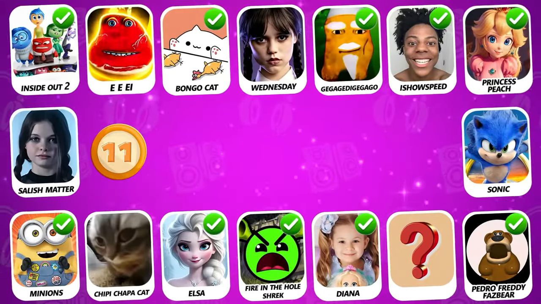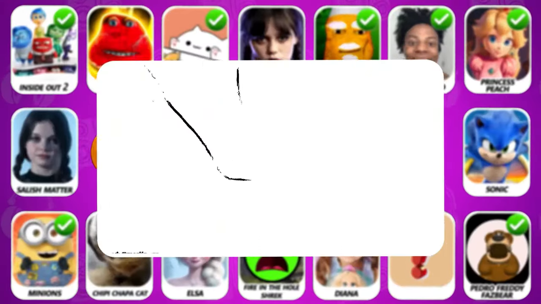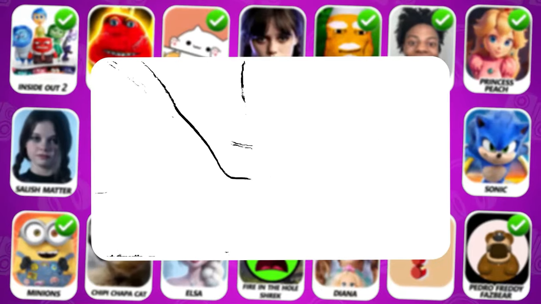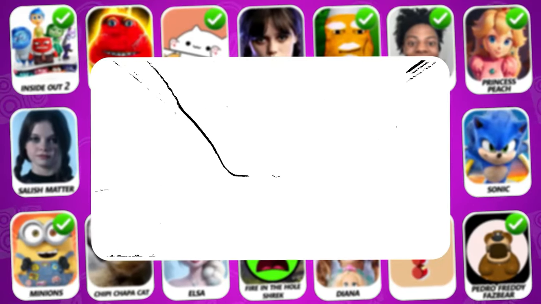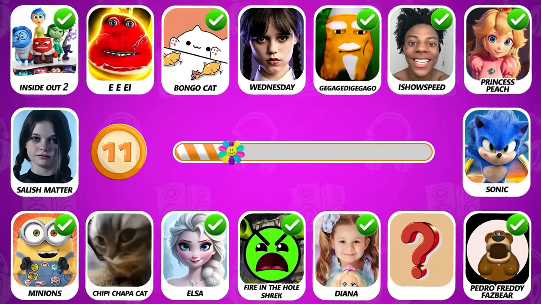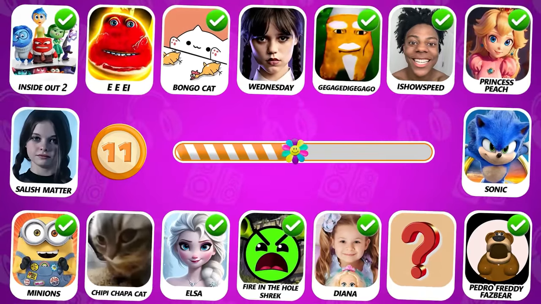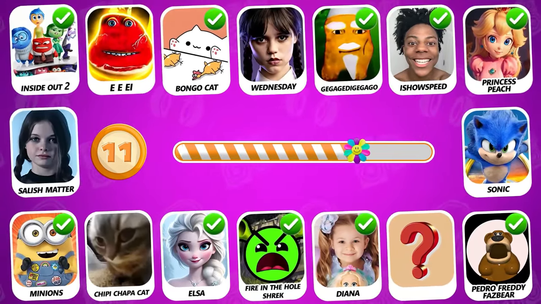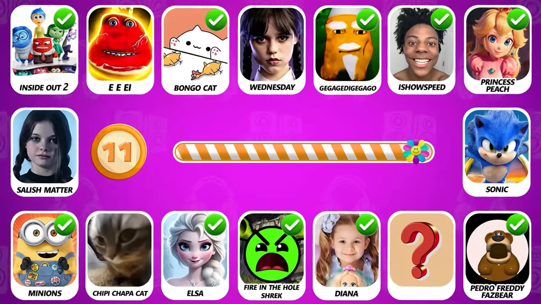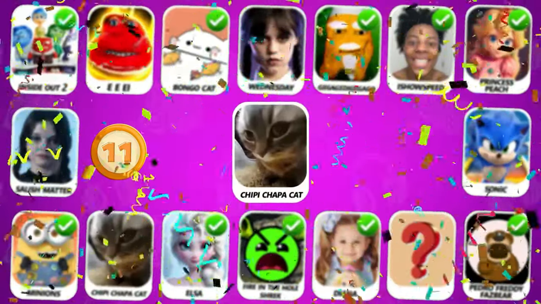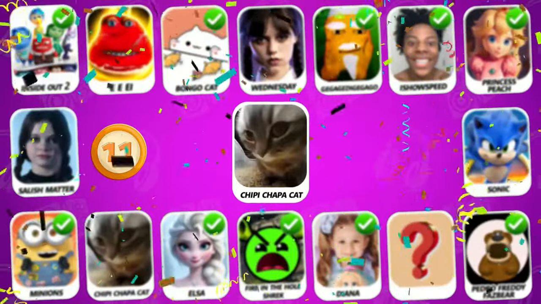Number 11. Can you guess this character? Woo! That's right. It's Chippy Choppa Cat.